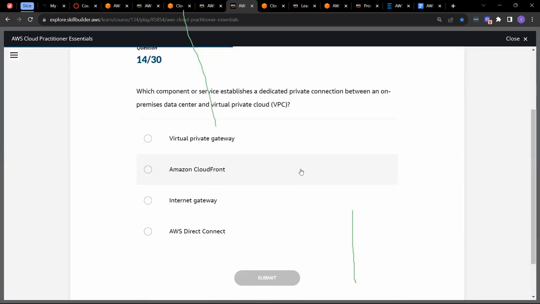Okay. So which component or service establishes a dedicated private connection between an on-premises data center and a virtual private cloud, VPC? Now we have virtual private gateway, Amazon CloudFront, Internet Gateway, AWS Direct Connect.